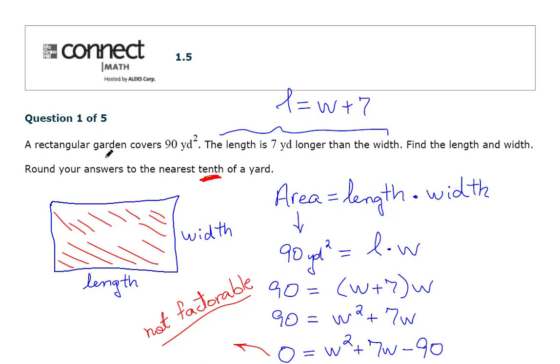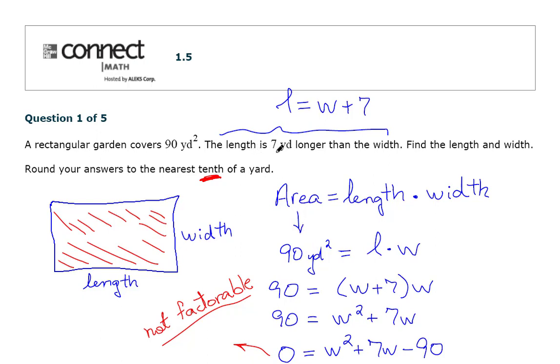We have a rectangular garden and it covers 90 square yards. So let's see. Here's a picture. Here's a rectangle. And what do we know about rectangles? We know rectangles, their area is length times the width. So area equals length times width. All right, well, I know the area is 90 square yards, so I can fill that in. What else do I know?